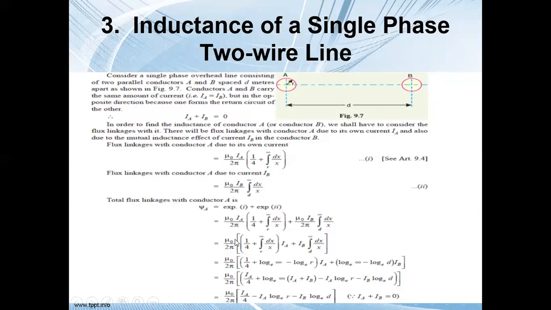Now we'll add these two because we are going to calculate the total flux linkage, so it is the summation of these two. It is mu naught by 2 pi times 1/4 plus integration R to infinity dx by x, into Ia, plus IB into integration d to infinity dx by x. Let me use the whiteboard, then it will be easy for you to understand.